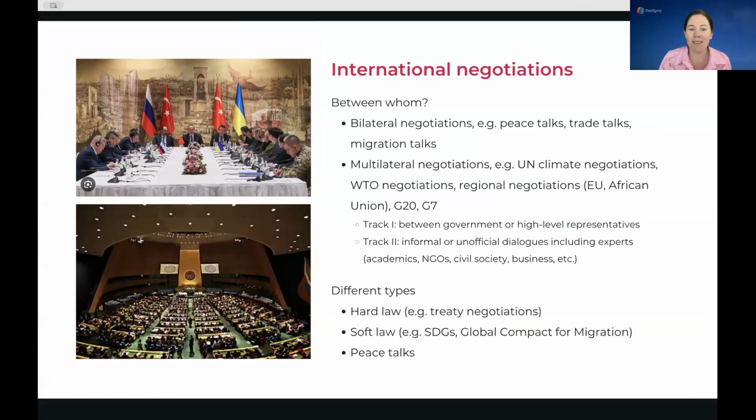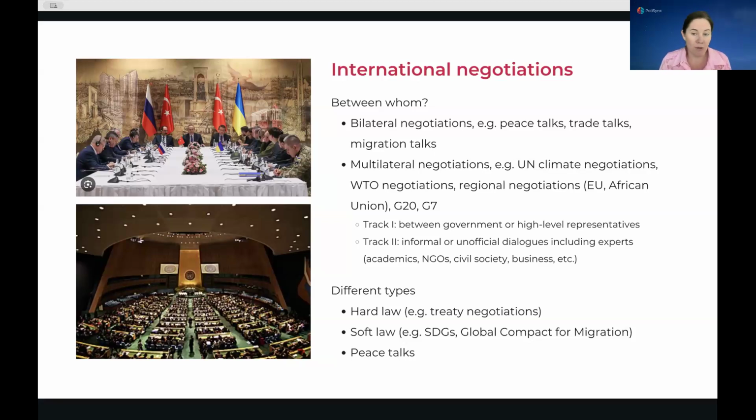International negotiations. There are many different forms of international negotiations. So between whom? It can be between 2 countries, 2 governments. There can be bilateral negotiations. For example, the image that I've got there between Russia and Ukraine, the peace talks that took place recently. There may be bilateral trade talks, bilateral talks on migration, for example, coming to an agreement on return agreements, etc., for migrants and all of that sort of thing.